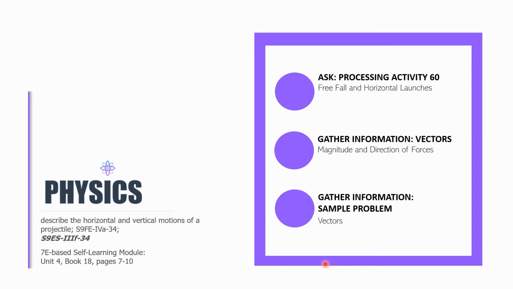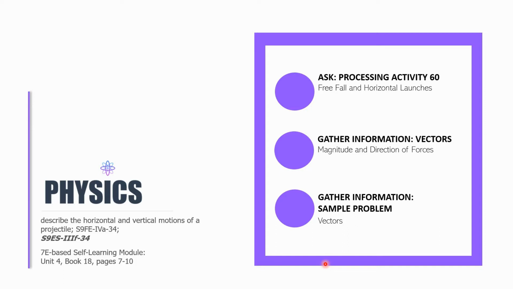Okay, so for this episode, we have the following parts. Ask, processing activity number 60, which was done in the previous session, and it is going to be about free fall and horizontal launching of projectiles. The second part is gathering information about vectors. Gathering information is a section. It's just like observe, ask, and then the third section is gather information. This will be about the magnitude and the direction of forces. The last part is the gather information section again, sample problem on vectors.